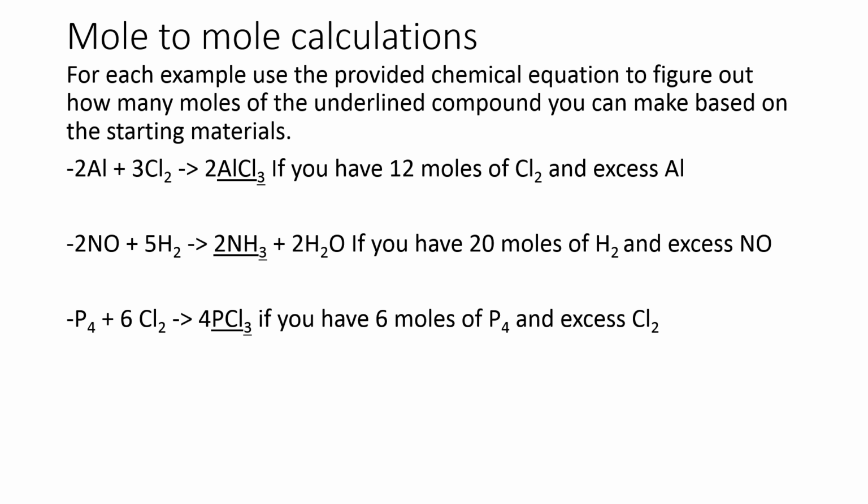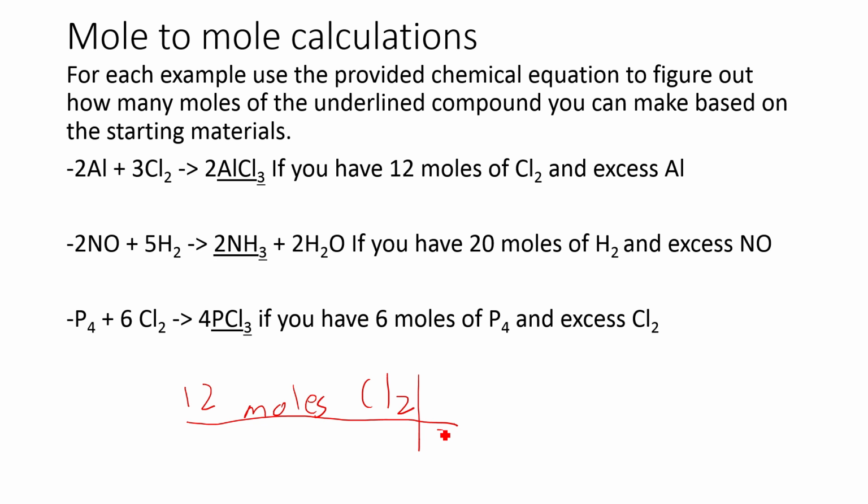You'll notice that we tell you you have 12 moles of chlorine and you have excess aluminum. So we've got to convert from moles of chlorine to moles of aluminum chloride. We note this because the problem asked us to find out the moles of the underlined compound, and it's aluminum chloride that's underlined here. So we're going to write our starting material, which is 12 moles of chlorine. We are then going to convert this now into aluminum chloride.